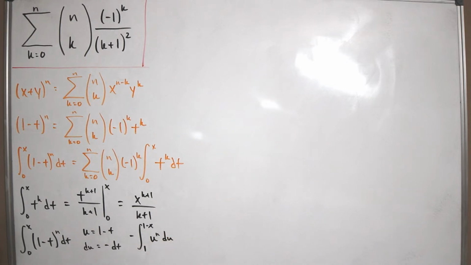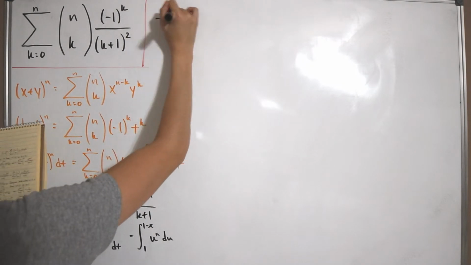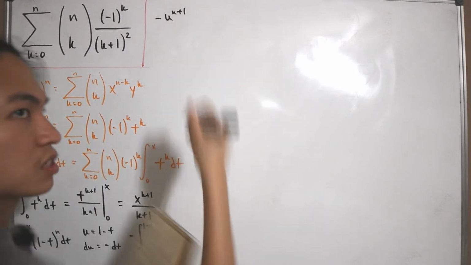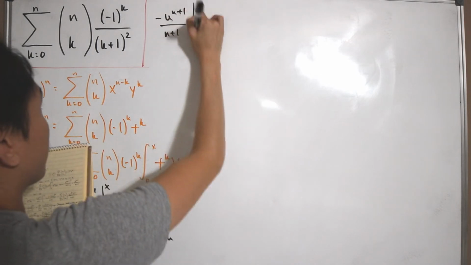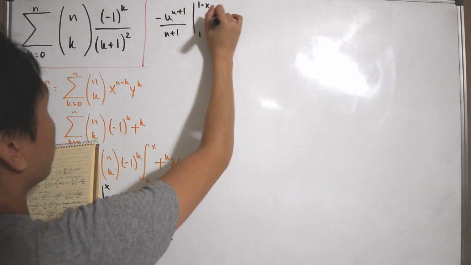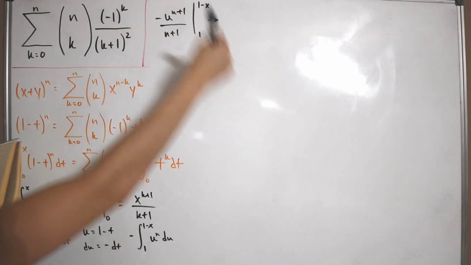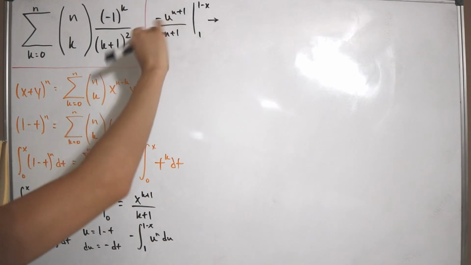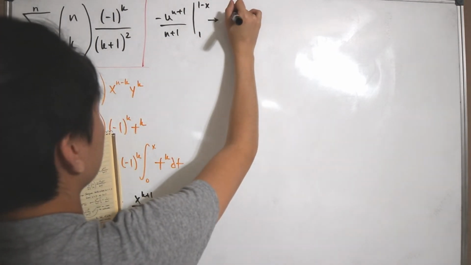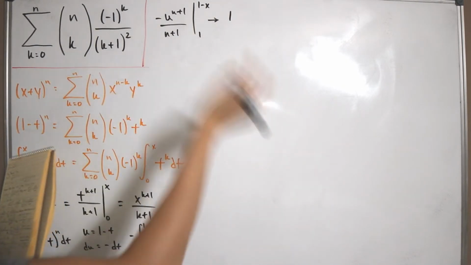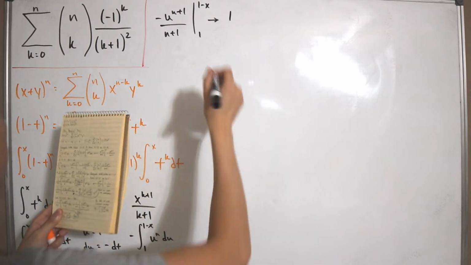Okay, so what we have here is negative u to the power n plus 1, which is just applying the power rule yet again, divided by n plus 1, evaluated from 1 minus x to 1. Since there's a minus and a minus, if I plug in 1, which is associated with the subtraction, I'm going to put that in the front. So this is going to be 1. They also share the same denominator when you plug in those values, so I'm going to put that together as one fraction.